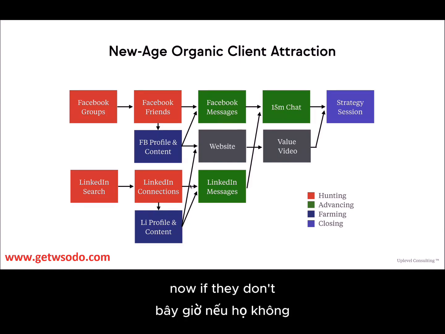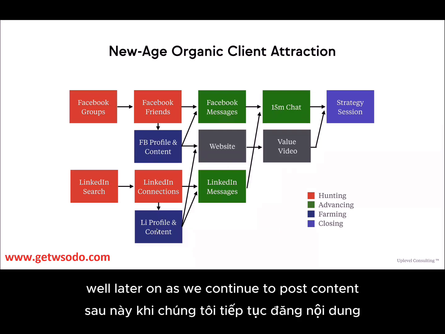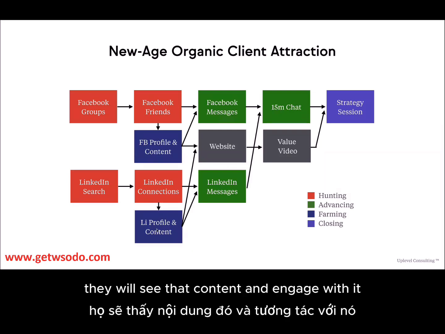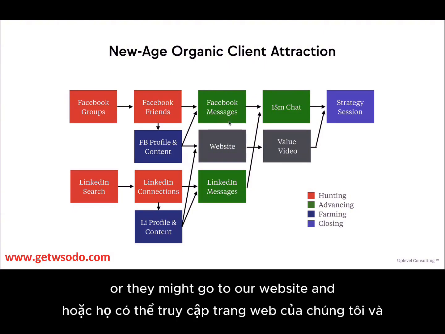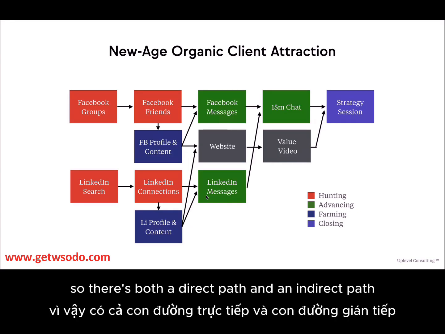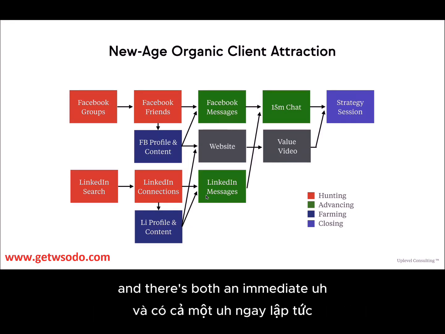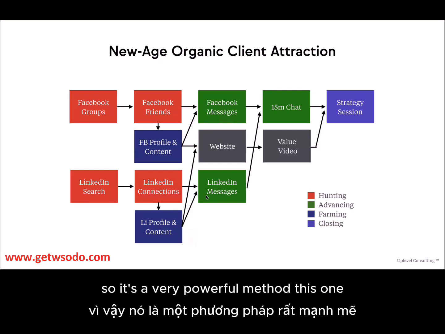Now, if they don't advance through this process directly, later on, as we continue to post content, they will see that content and engage with it. Then they might message us and come back into this process. Or they might go to our website and then into our value video and things like that. So there's both a direct path and an indirect path, and both an immediate objective and a long-term objective. So it's a very powerful method, this one.